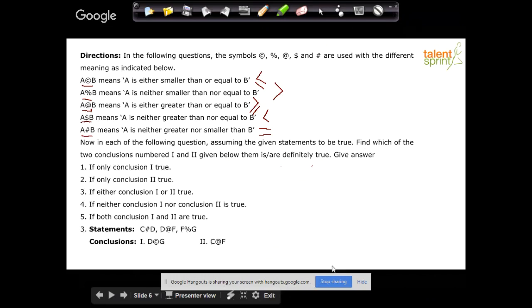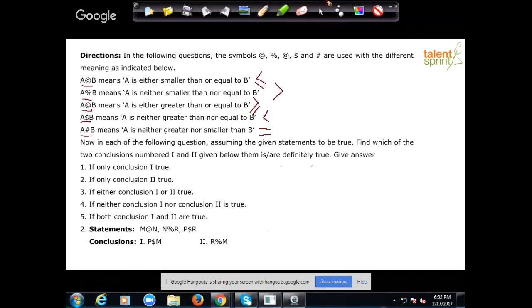Okay, let's move on to the second question on coded inequalities, which interestingly is based on the same. Now, let us look at this. Once again, the symbols mean the same things. There is no difference in the meaning of symbols, but our statements are different. Our first statement reads M at the rate N. So we will write it M is greater than or equal to N. Then they tell us N percentage R. Percentage stands for greater than, which would mean that N is greater than R.